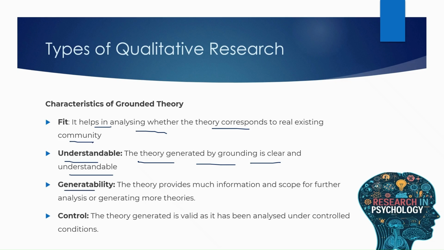It has generatability, which means the theory provides much information and scope for further analysis or generating more theories. This means the grounded theory that we have is from fresh data, so it gives you scope for generating more theories from it. It can become a base material for further studies and further theories. Finally, we have control. The theory generated is valid and it has been analyzed under controlled conditions. Okay, so these are the 4 characteristics of grounded theory.